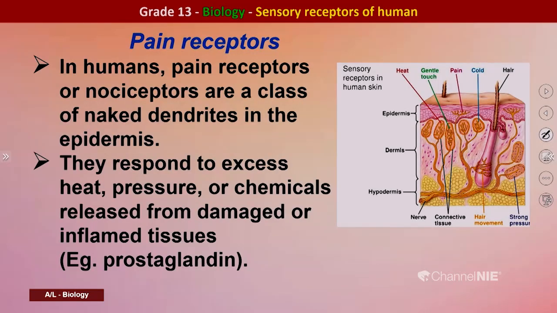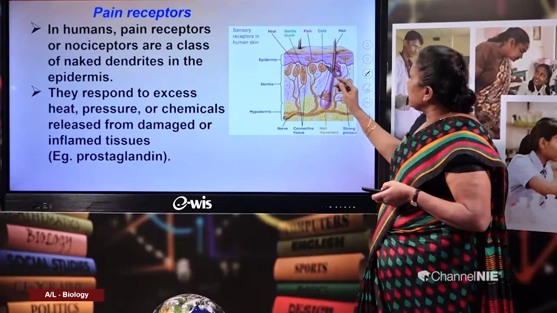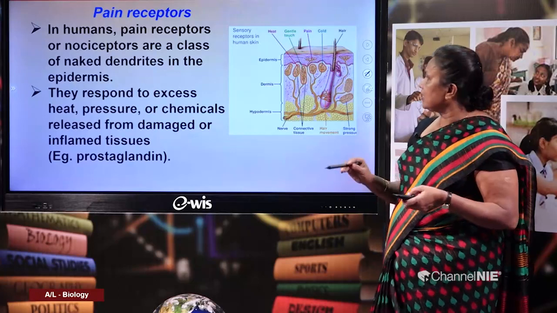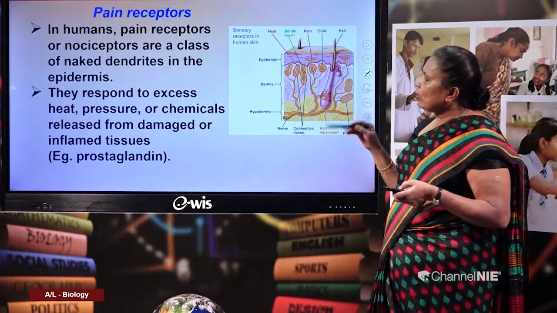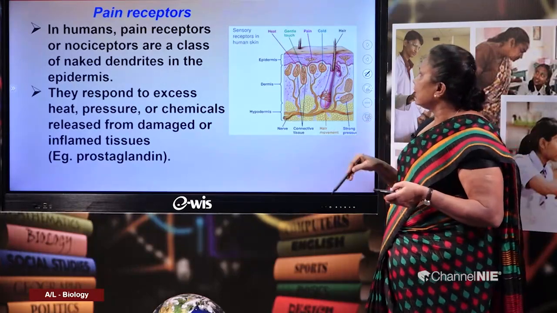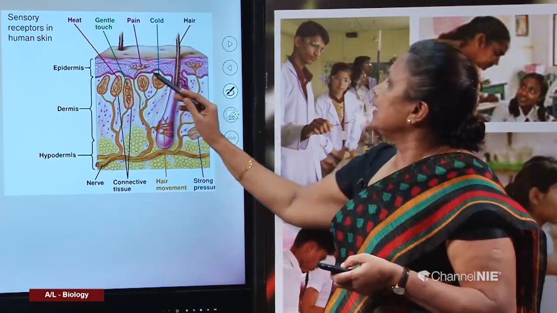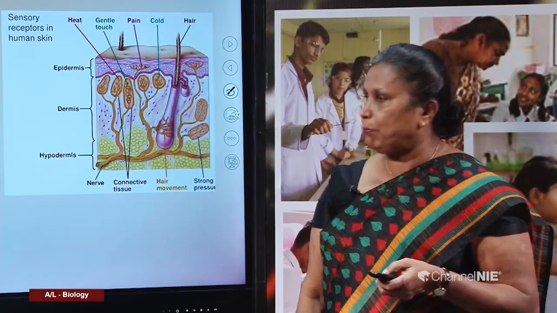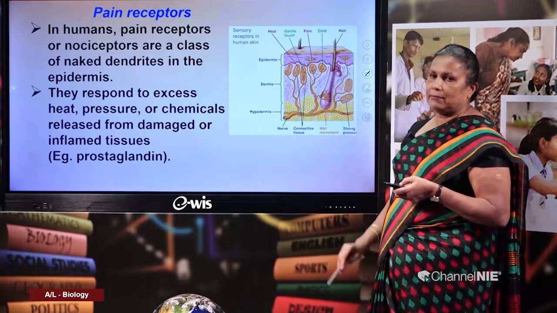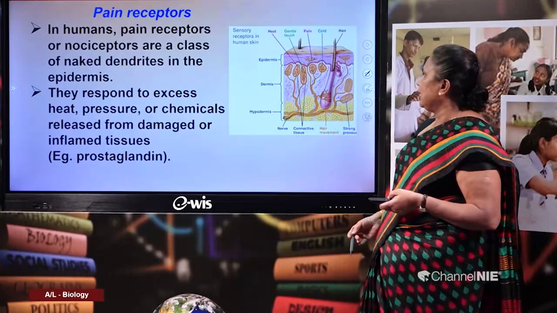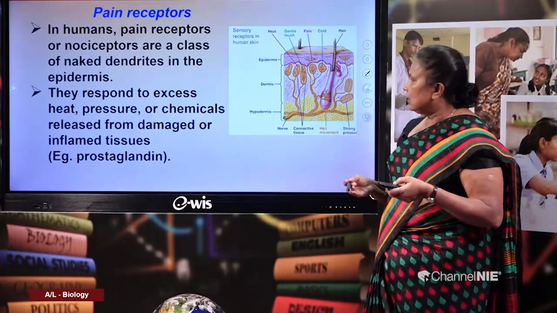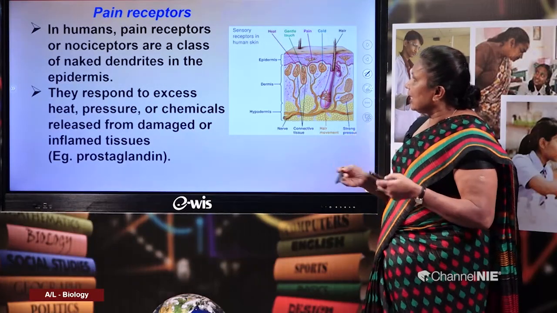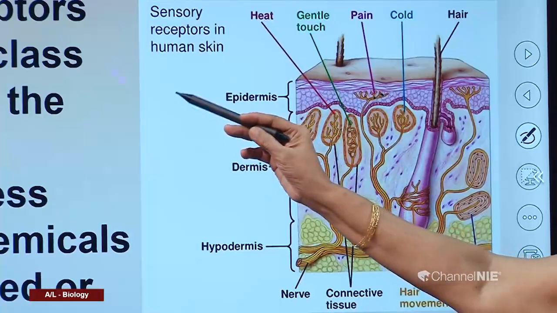Then pain receptors. This is another type of receptor according to our categorization. Pain receptors are also specialized neurons, or we call them naked dendrites. So you can see here, these are found in the epidermis. They extend to the epidermis, the lowest regions of the epidermis. That is the important thing, to detect the pain.